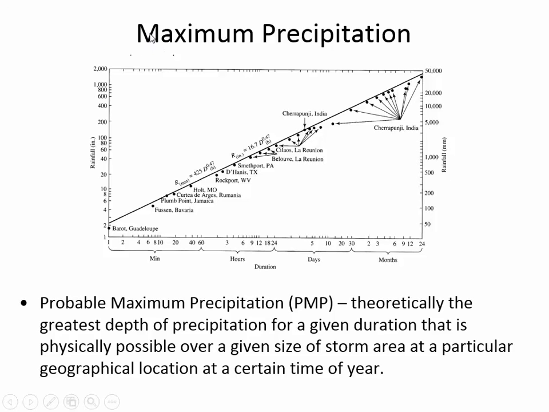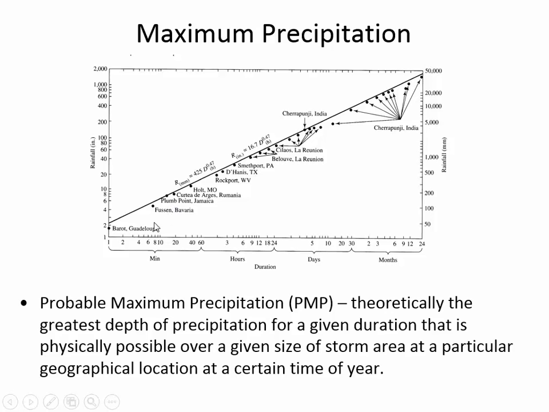There is an approach to estimating rainfall that's called the maximum precipitation, and it looks at how much water could possibly come out of the sky at a certain location. You're trying to put an upper limit on physically how much moisture the air can hold and how much of it can come out of the sky at once.